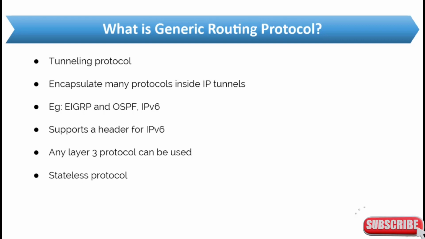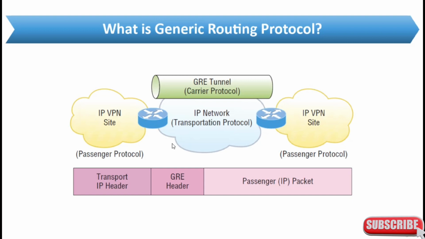GRE is stateless and has no flow control, and most importantly, GRE offers no security. It also creates additional overhead for tunneled packets, at least 24 bytes. So if this is the VPN site here, let me take my laser pointer. This is the VPN site, and this is another VPN site. And here is this tunnel which acts as a carrier protocol through the IP network, that is the layer 3 of the OSI model. And this is the datagram packet which has the GRE header right over here.